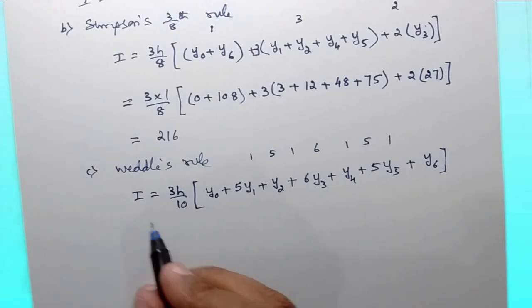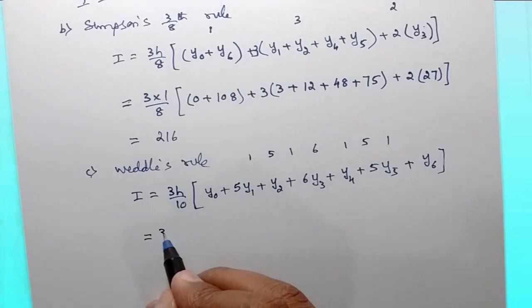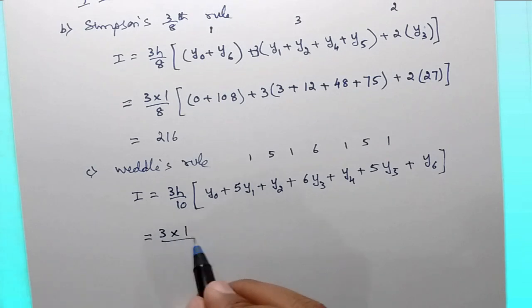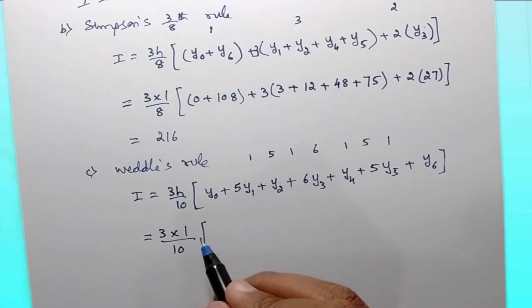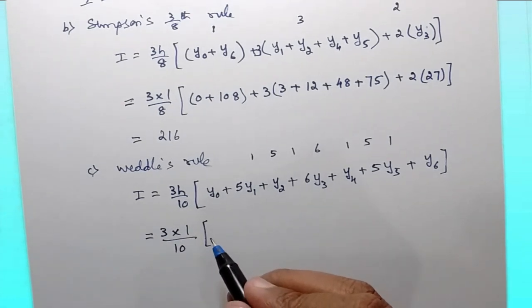So this is Weddle's rule. You know all the values, just plug in the values. 3 into the h value, which will be 1, divided by 10 into, just plug in the values.